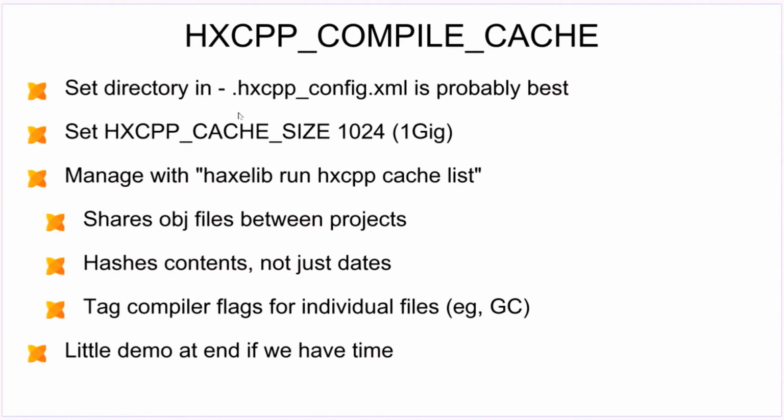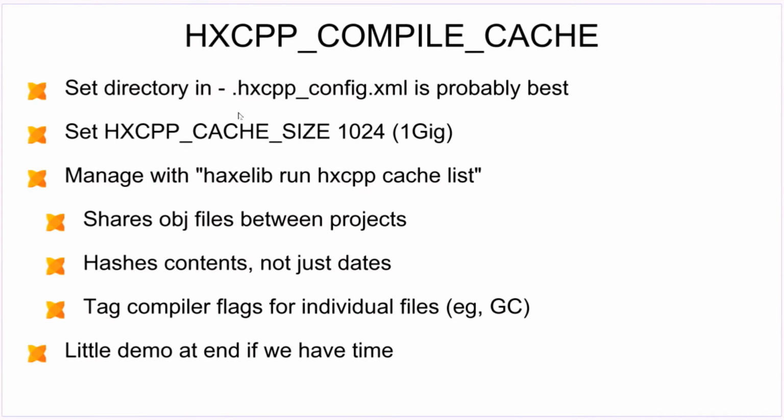And you can manage it with haxelib run hxcpp cache. The cache has a few commands, list and clear, and a few other things just to see what's going on. And the good thing about this is it will share your OBJ files between projects. So project A uses one OBJ and project B uses the same one. You only need to compile it once.